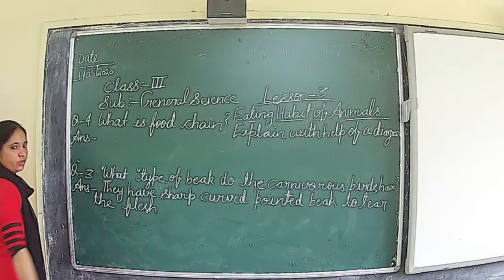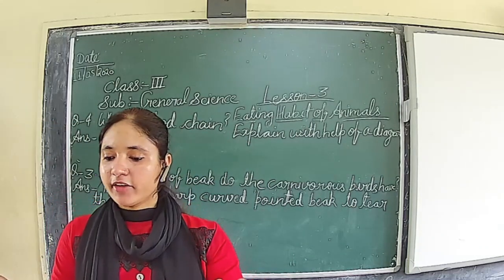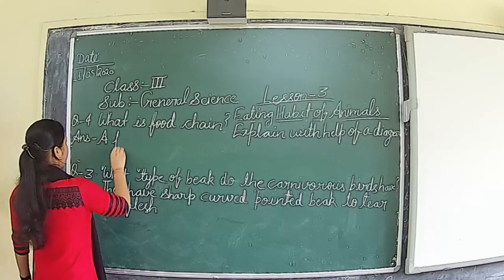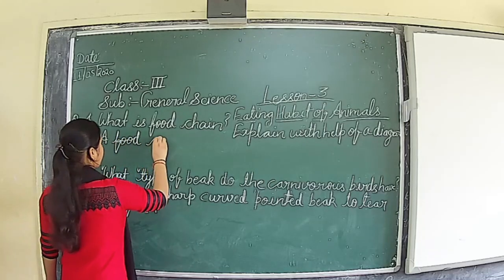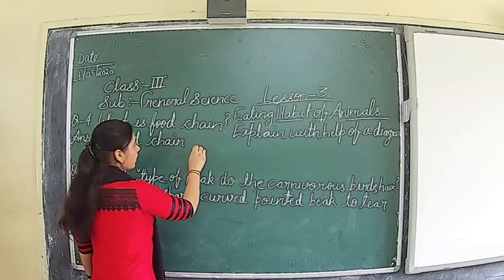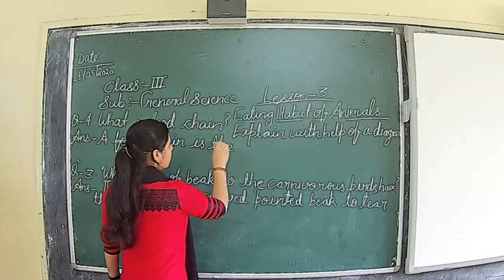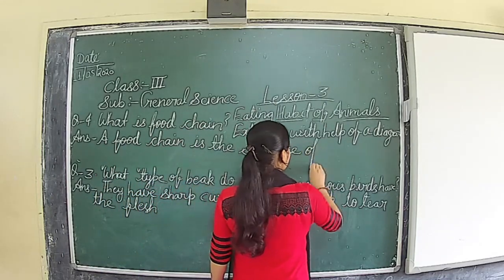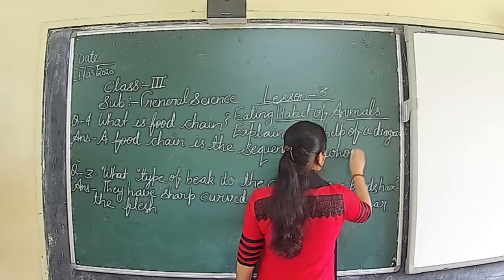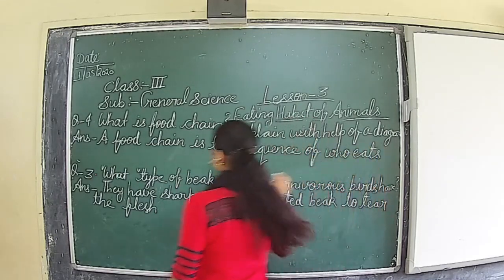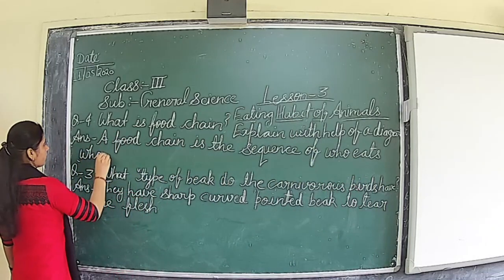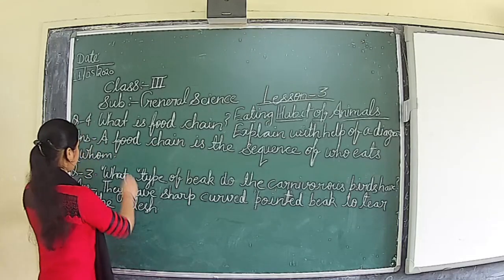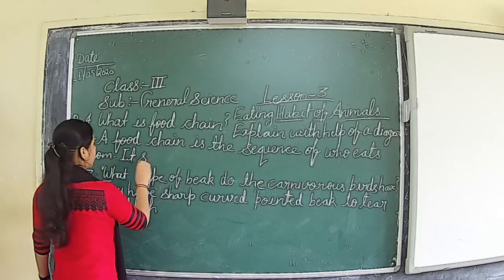First we'll write the definition of what a food chain is. A food chain is the sequence of who eats food. It starts with a green plant and ends with a large flesh eater.